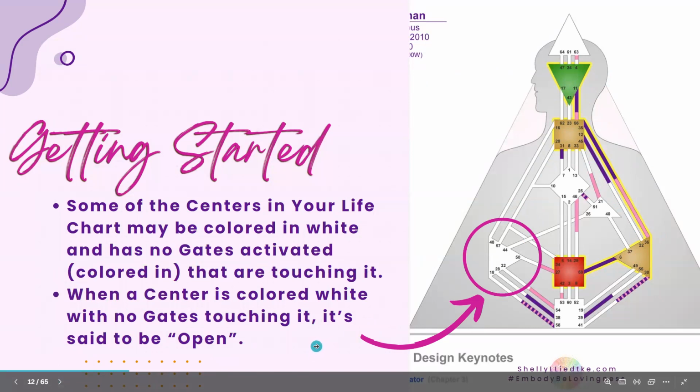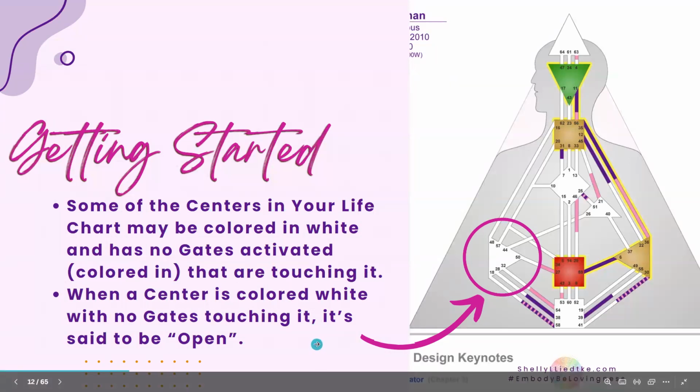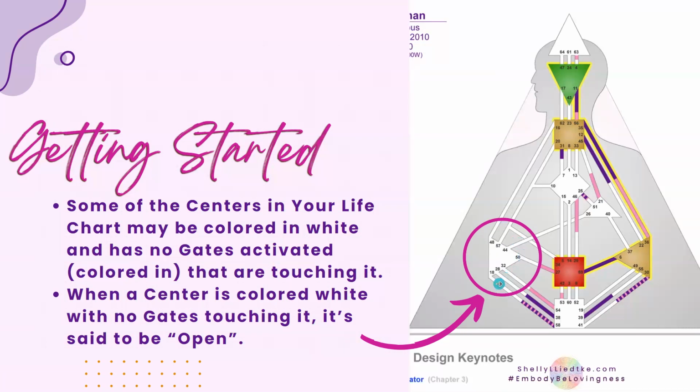Some of the centers in your life chart may be colored in white and will have no gates activated, meaning it won't be colored in. And there will be no gates that are activated that are touching it. So all of these are white, and the spleen center is colored in white. In this case, when you have a center that is showing this way, then it's considered to be open.